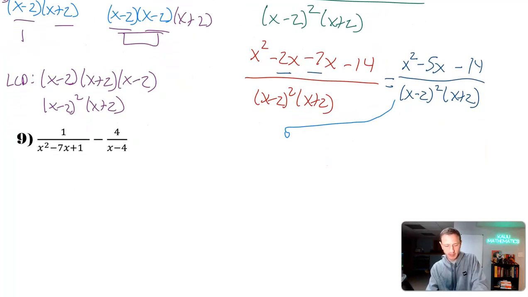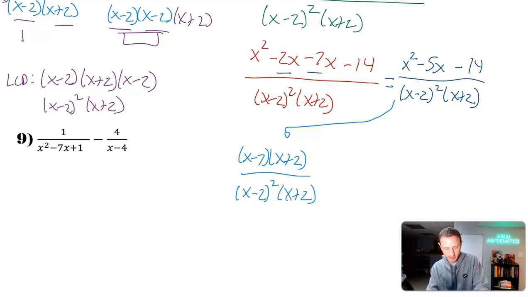Two numbers that multiply to a negative 14 add up to a negative 5. That's going to be x minus 7, x plus 2 over the LCD of x minus 2 squared, x plus 2, and look at that. Look what happens. We have a cancellation. X plus 2 are going to cancel out, leaving us with x minus 7 over x minus 2 squared.